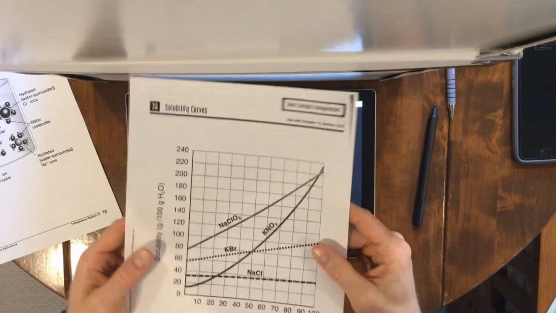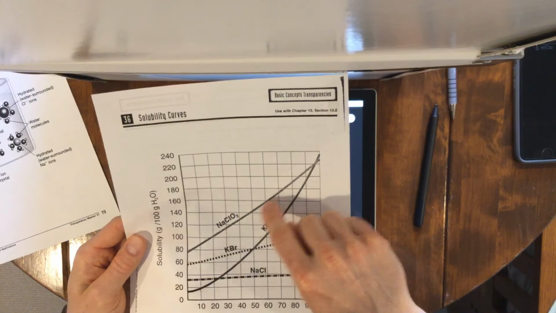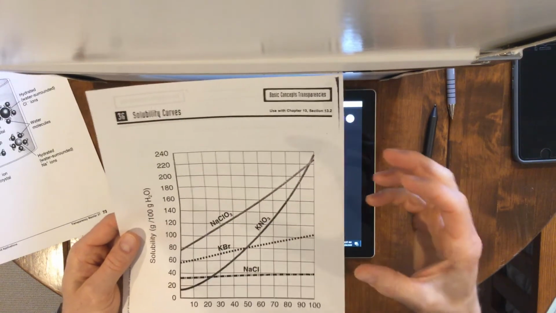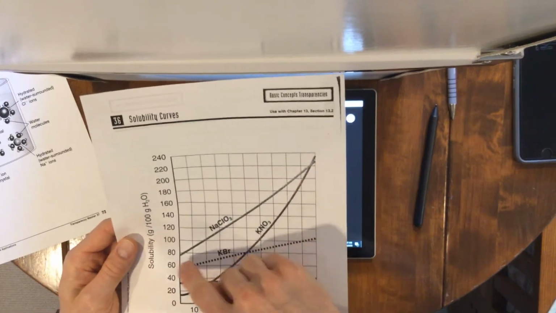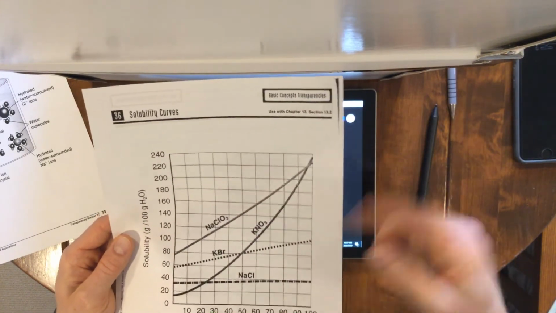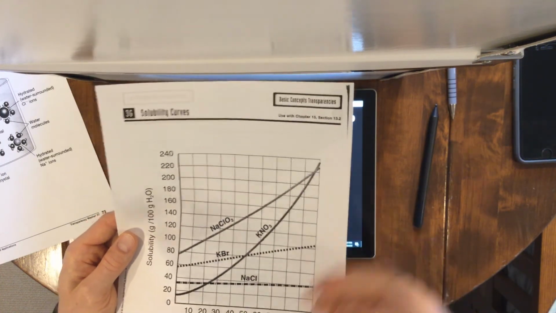Let me start over again. Increasing solubility means you can dissolve more of it. Increase the number of grams that you can dissolve in the exact same amount of water, right? That's what this means. So as solubility goes up, you can dissolve more of it in the same amount of water. Why? Temperature is going up. Temperature increase means water has more energy to break down more particles.